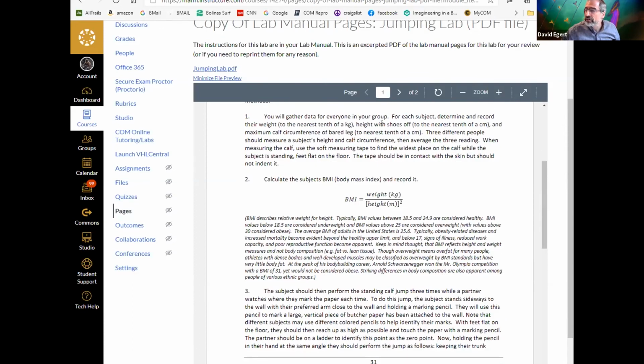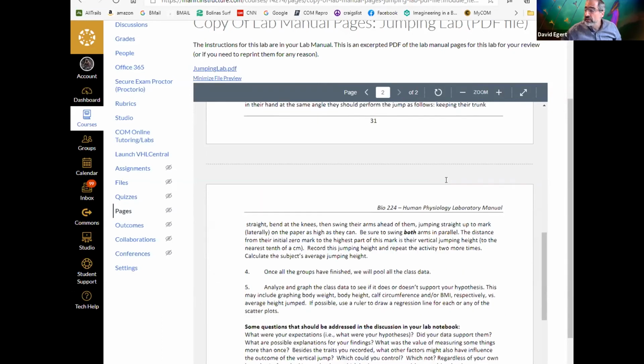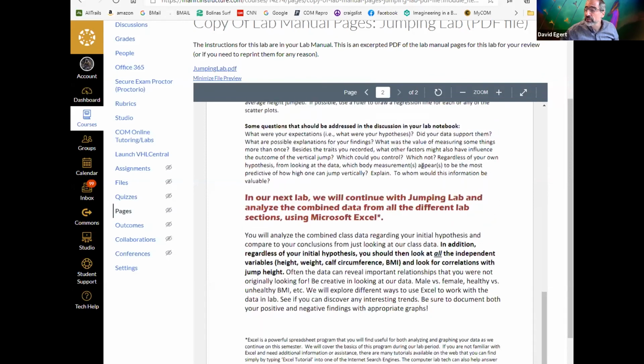So basically, you are going to gather data for people. You're going to measure their weight, their height with shoes off, and the calf circumference. You are then going to have them do a vertical jump, which they call this, and I'm calling it the standing calf jump. And then we're going to see if there are relationships.